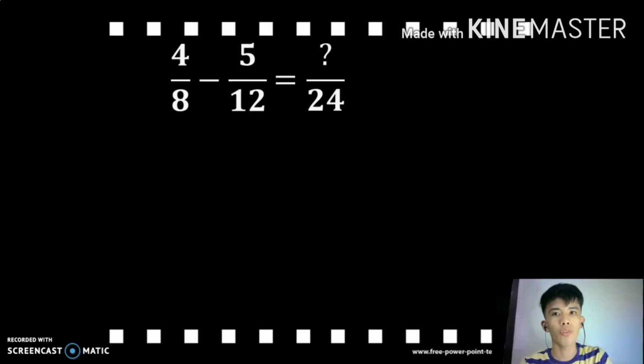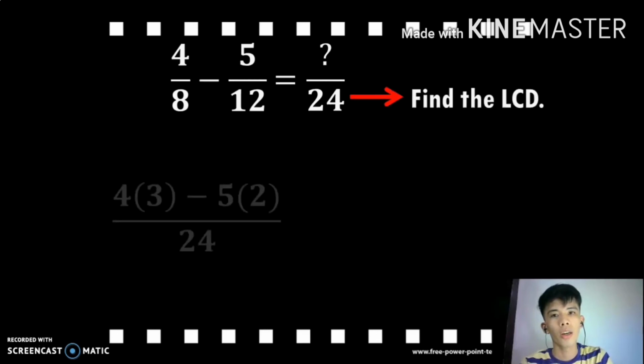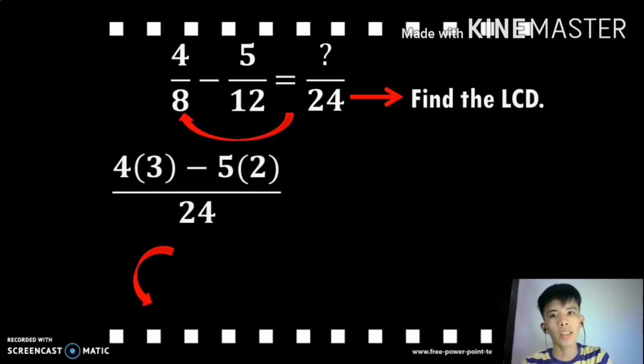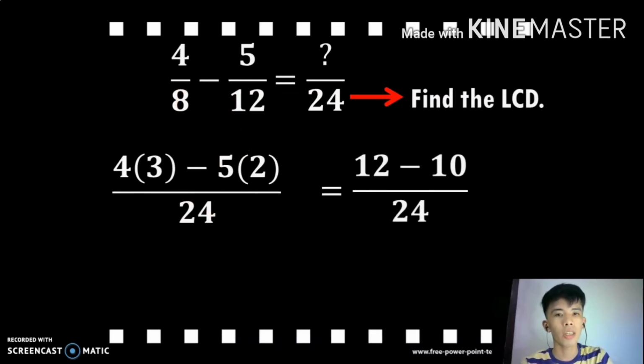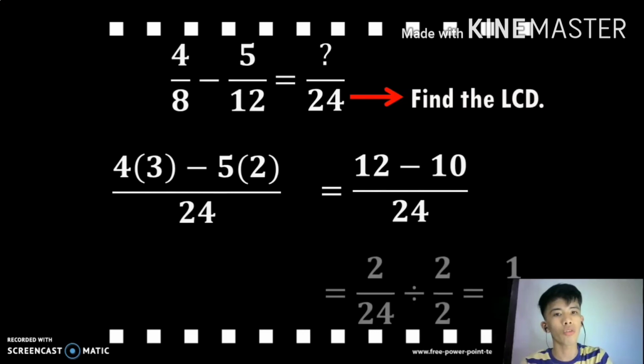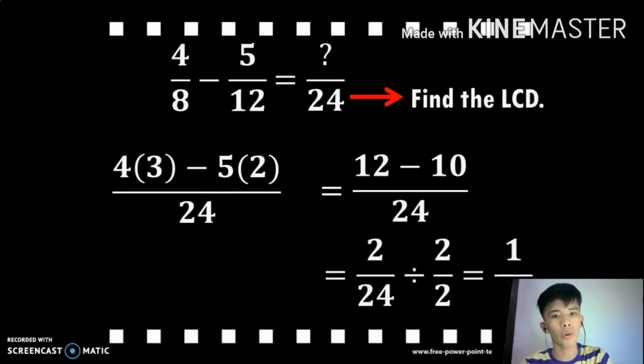Isa pa. 4 over 8 minus 5 over 12. So, ang kanilang LCD is 24. 24 divided by 8 is equal to 3. Then, bring down 4. Yan. Then next, 24 divided by 12 is 2 times 5. Ayun, na nasa numerator. Then, 4 times 3 is 12. 5 times 2 is 10. 12 minus 10 is 2 over 24.